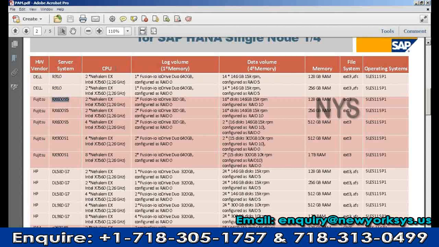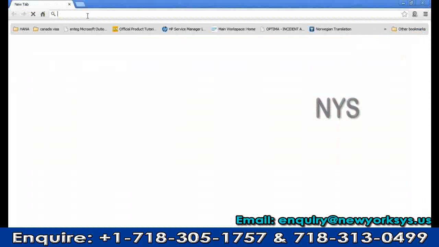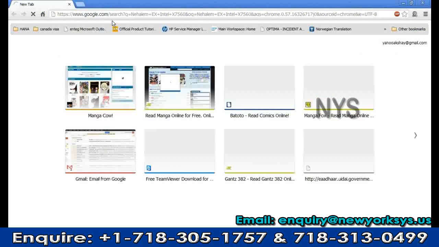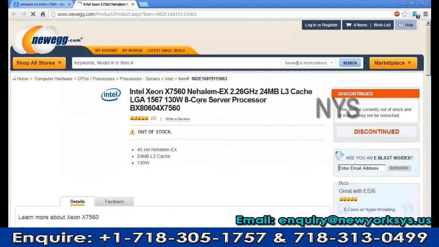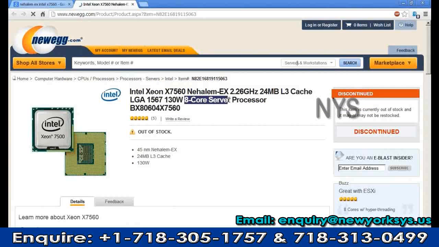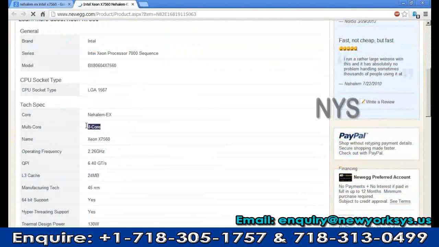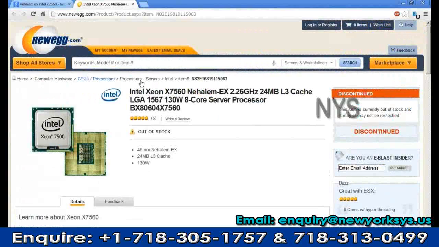The next point is the processor, the CPU. Here we can see that it is using a Nehalem EX Intel X7560 processor. Let me search for this processor and we'll find a specification sheet. It's an 8-core server processor. There are 2 commonly used processors in our HANA hardware. One of them is this one, the Nehalem processor.